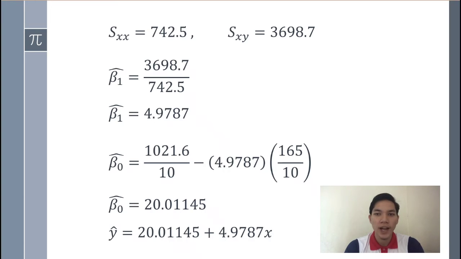For the b0 hat equation, we get 1021.6 over 10 minus 4.9787 times 165 over 10. So we get b naught hat equal to 20.01145. Then we insert the values into the y hat formula, and we get y hat equal to 20.01145 plus 4.9787x. Then we sketch the line like this graph.